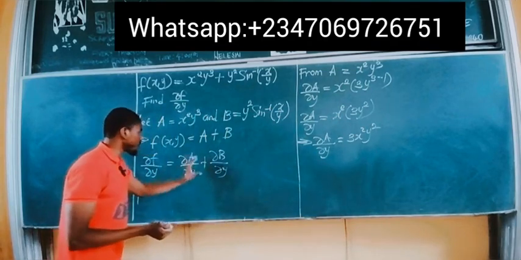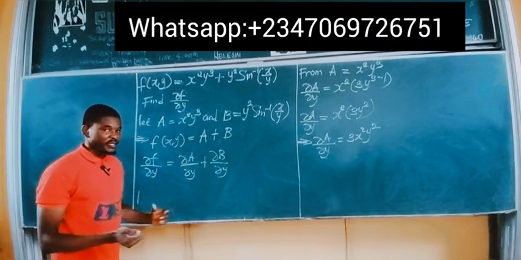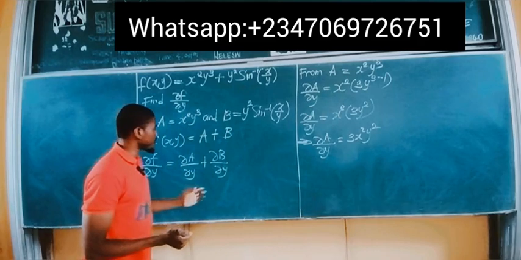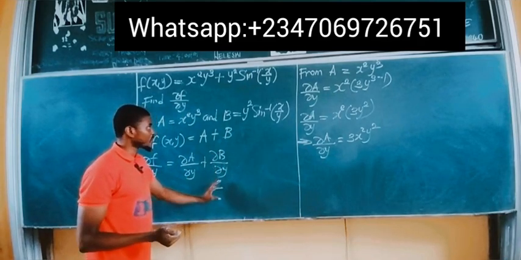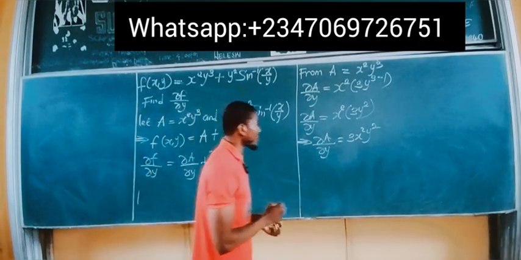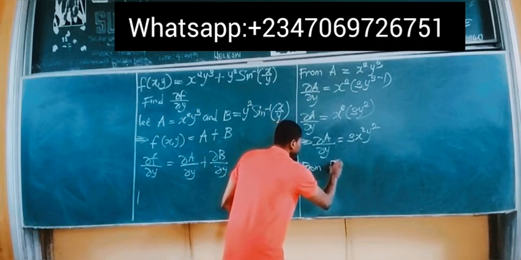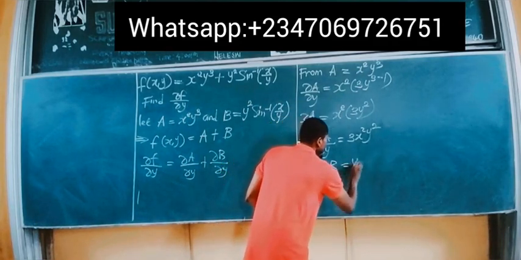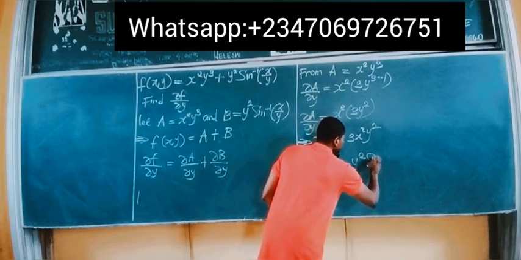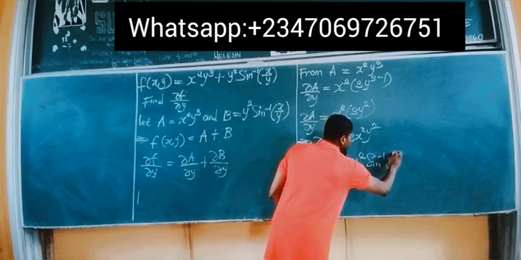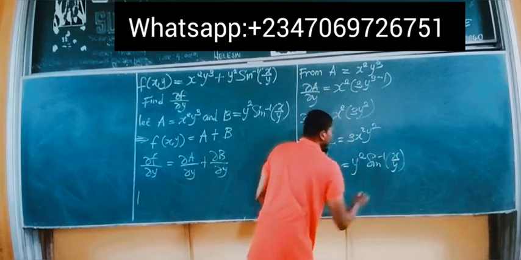So you keep this aside. This part of the equation has been determined. Next is to find the partial derivative of b also with respect to y. So let's pull it out now. From b, b is equal to y squared sine inverse of x all over y.